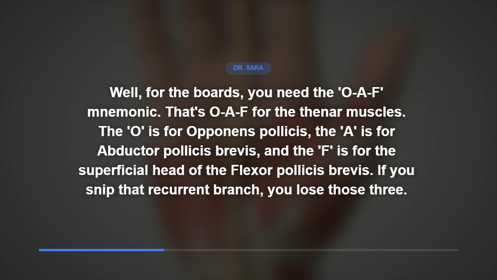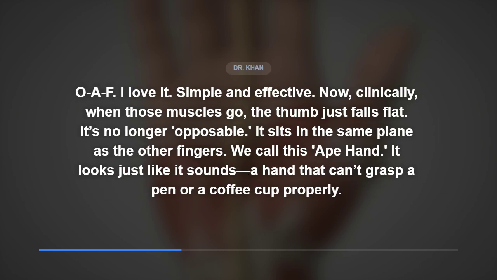Well, for the boards, you need the OAF mnemonic. That's OAF for the thenar muscles. The O is for opponens pollicis, the A is for abductor pollicis brevis, and the F is for the superficial head of the flexor pollicis brevis. If you snip that recurrent branch, you lose those three. OAF. I love it. Simple and effective.